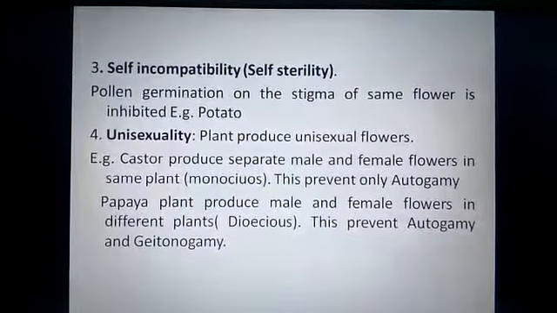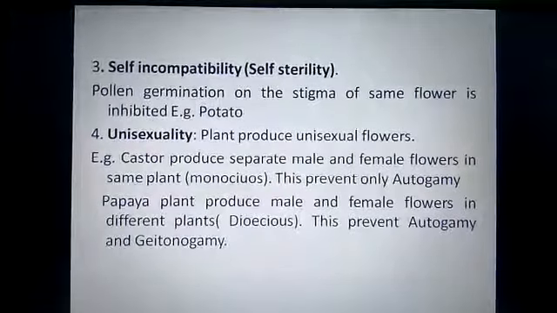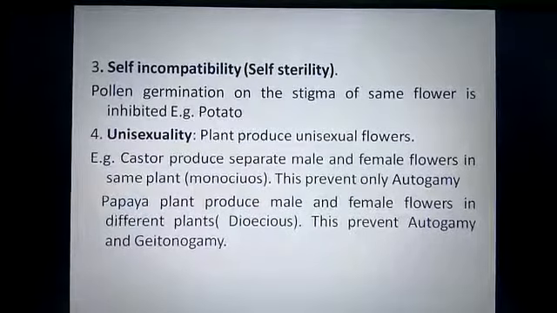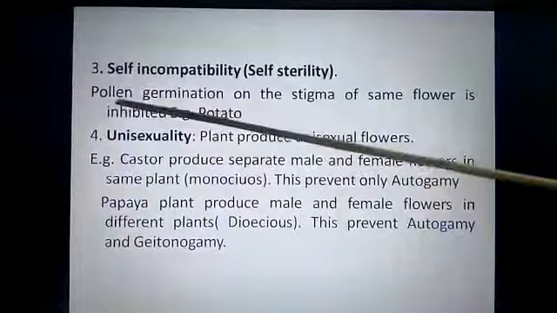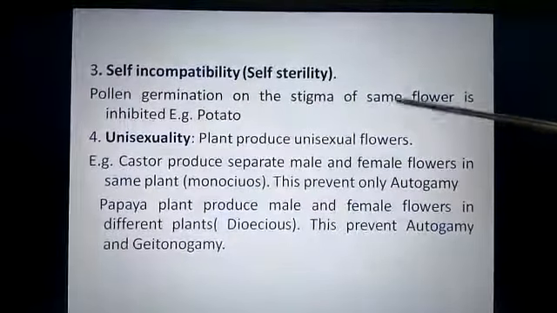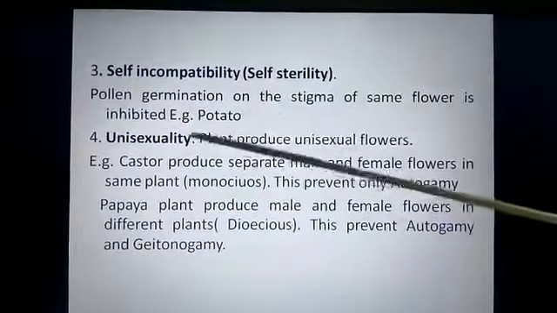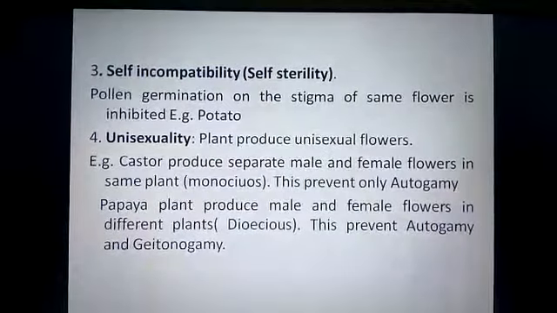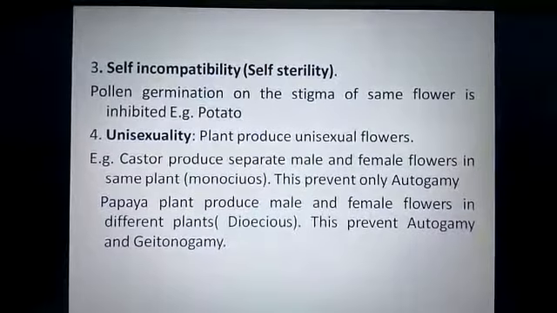Now the third outbreeding device is self-incompatibility. It is also called self-sterility. Here, pollen germination on the stigma of the same flower is inhibited. Germination of pollen on the stigma of the same flower is inhibited. Example, potato. So this discourages self-pollination.